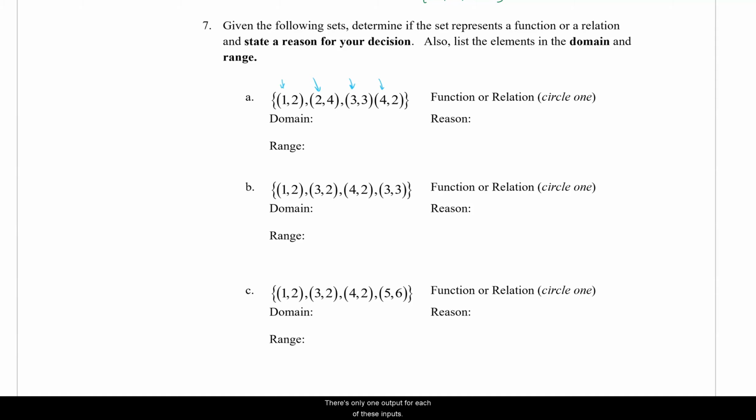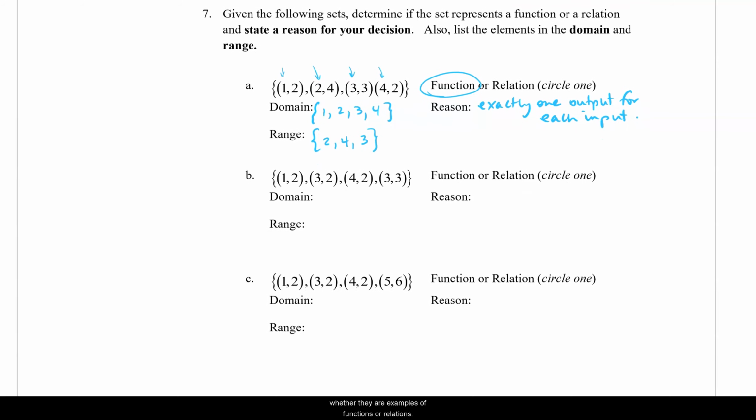Our domain, we're going to write out those first numbers, 1, 2, 3, 4, all the first values in our ordered pairs. The range, we write out the second values, 2, 4, 3. The last ordered pair has another 2, but I do not need to repeat it. It is perfectly acceptable for both 1 and 4 to get mapped to 2. Just like in our previous example with the baseball teams, both the Cubs and the White Sox got mapped to Chicago, and we still had a function. It's the same idea here. You try B and C on your own. See if you can come up with whether they are examples of functions or relations.